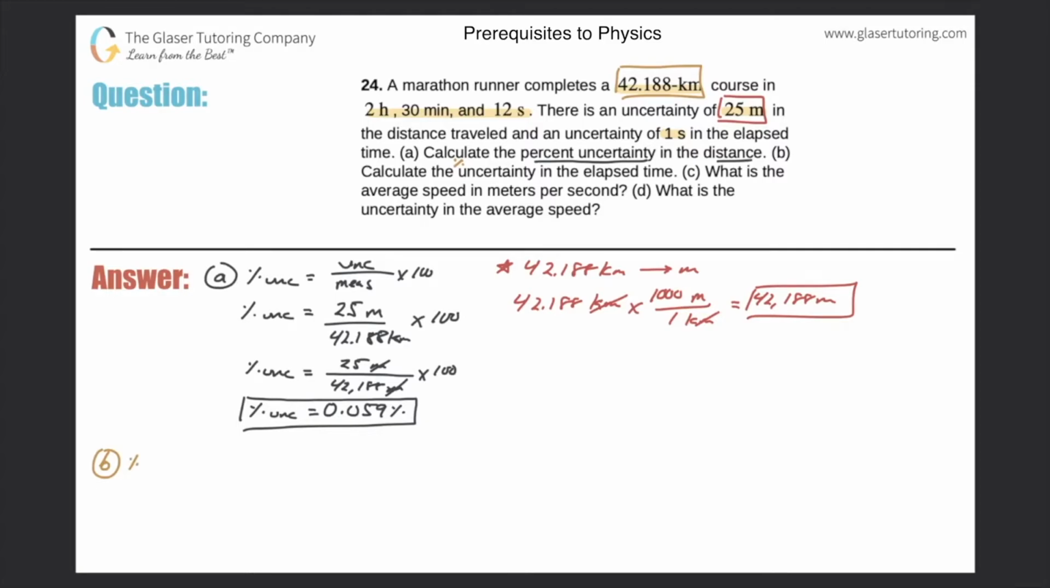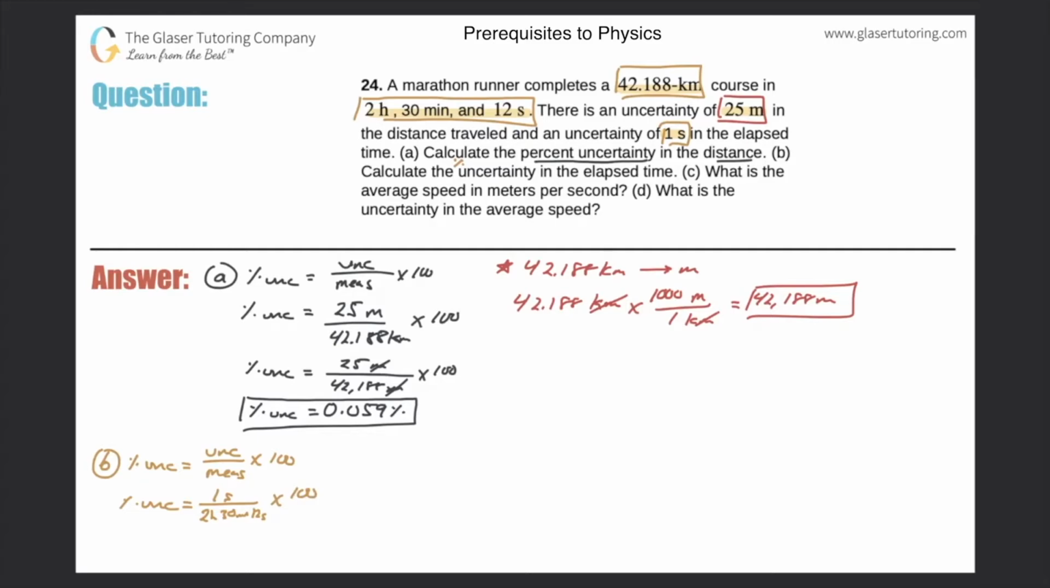Okay, so again, I'm going to write the formula. Percent uncertainty equals the uncertainty associated with the measurement divided by the measurement, multiplied by 100. So let's go back to the problem. They told us that the uncertainty of the time was 1 second, so I boxed that. And that's now divided by the measured time, which is 2 hours, 30 minutes, and 12 seconds. So I could write down 2 hours, 30 minutes, and 12 seconds, and then multiply that by 100.